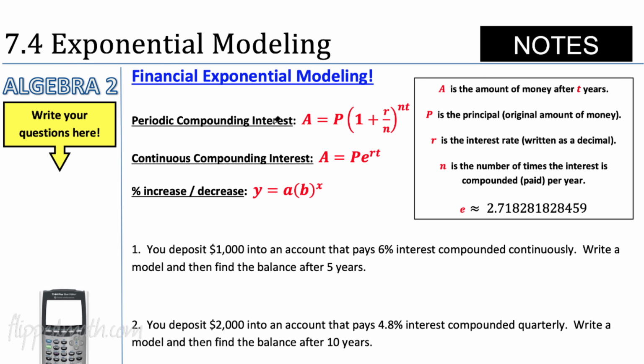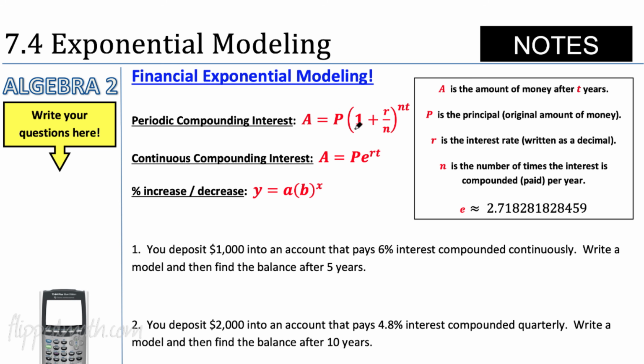The first thing we're going to do is recognize we have three different formulas that basically permeate all these financial problems. The first one deals with compounding interest that is periodic. Just so you recall, you put money in the bank. The bank basically borrows money from you. They pay you interest, and then they loan that money to other people and charge them interest. That's how a bank makes money.